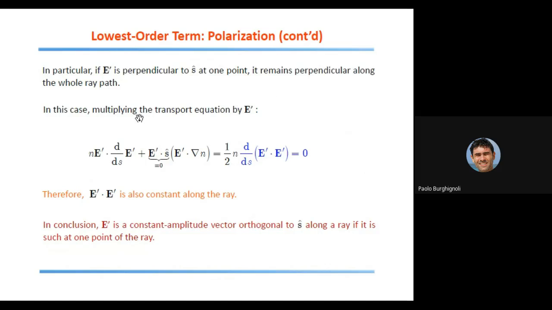If you further multiply the transport equation by E prime, you will instead discover another interesting fact, that the derivative of the dot product of E prime with itself is equal to 0, which means that dot product must also be a constant along the ray. So E prime is a constant amplitude vector along the ray, and if it is orthogonal to the ray at one point, it will also remain orthogonal along the ray. Those two pieces of information give you a way to characterize the variation of polarization along a given, arbitrary ray.